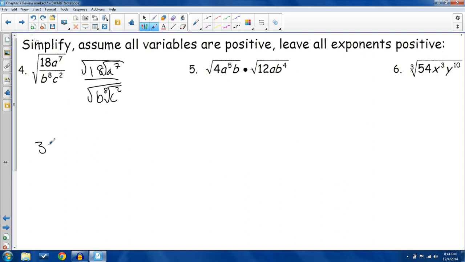Square root of 18 is 3 root 2. Square root of a to the 7th, 7 divided by 2, is 3 remainder 1. Okay? 8 divided by 2 is 4. 2 divided by 2 is 1. Remember, no absolute value. We're not doing that for these ones.